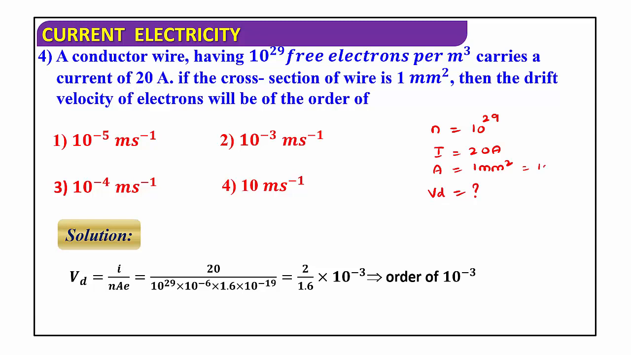This is equal to 10 raised to minus 3 squared, means 10 raised to minus 6 we got, into the charge of the electron, 1.6 into 10 raised to minus 19 coulomb. So by calculating all these values we got the answer 2 divided by 1.6 into 10 raised to minus 3. But here the question is, it is of the order. It is of the order how much? 10 raised to minus 3 meter per second. So option 2 is the right answer.